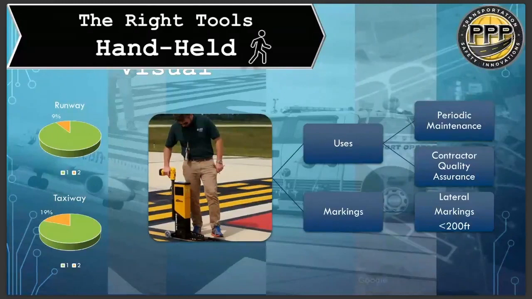In this graph here, you see on a runway, about 9% of that runway is where the handheld is the right tool for it. And then on a taxiway, 19%. Again, this is for full assessment. The instrument can be used on any markings anywhere on the airfield. But if I was doing a full assessment, I would expect to use a handheld and a mobile, and probably in those proportions approximately.